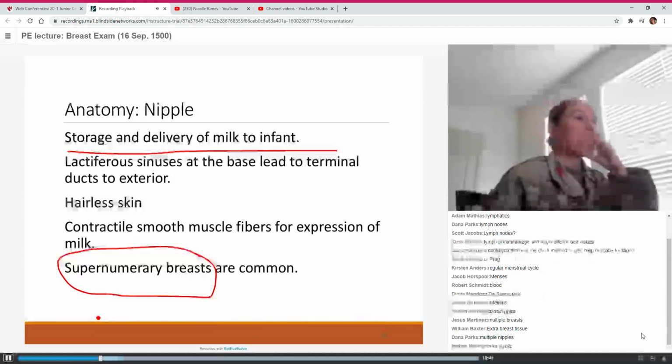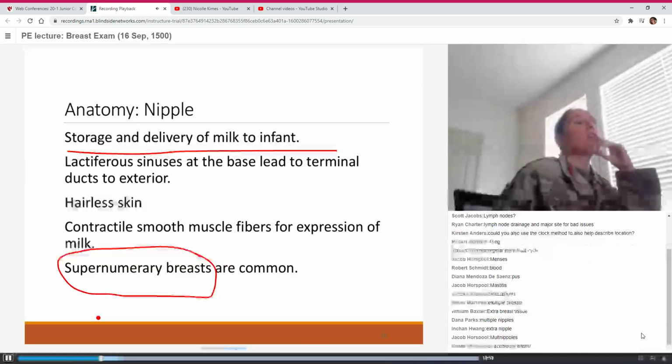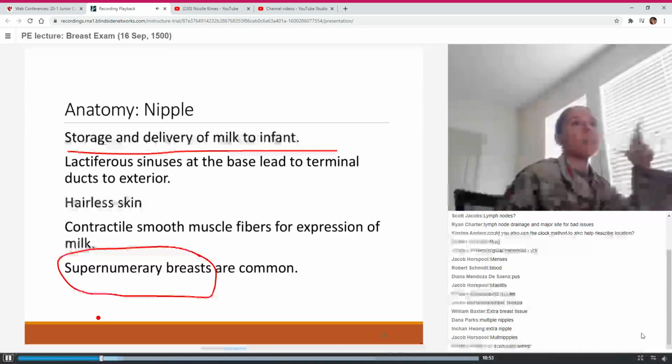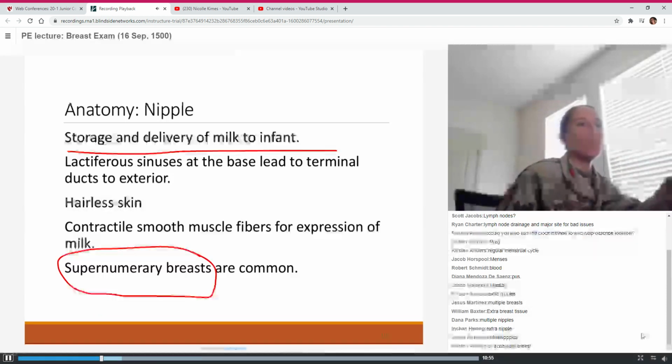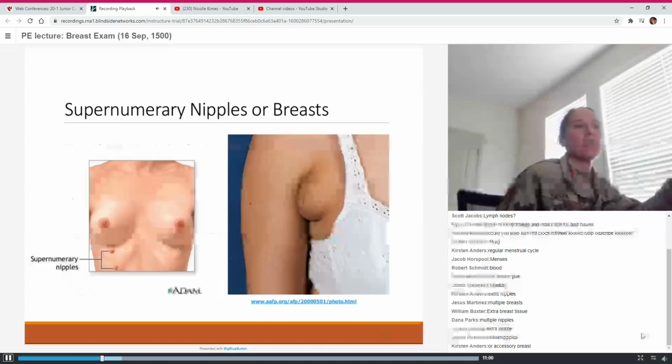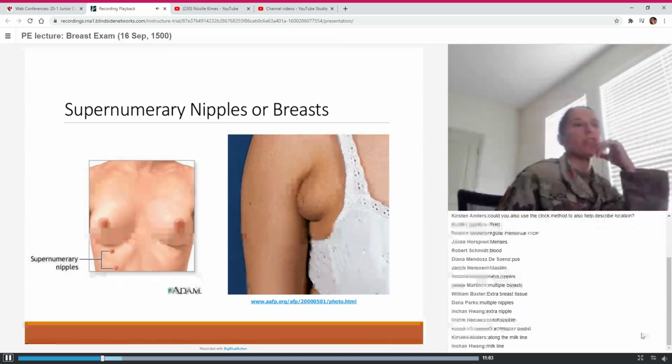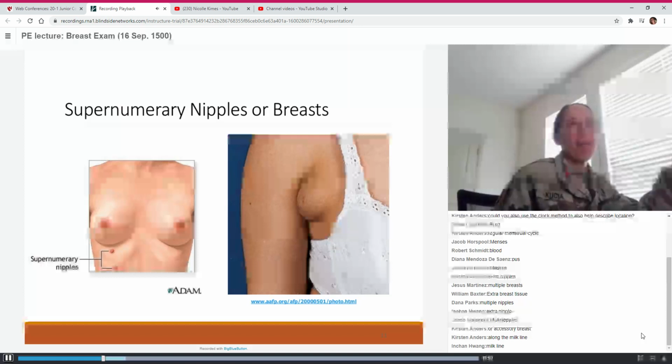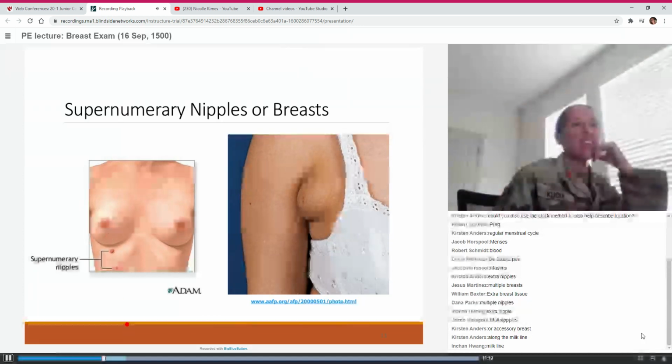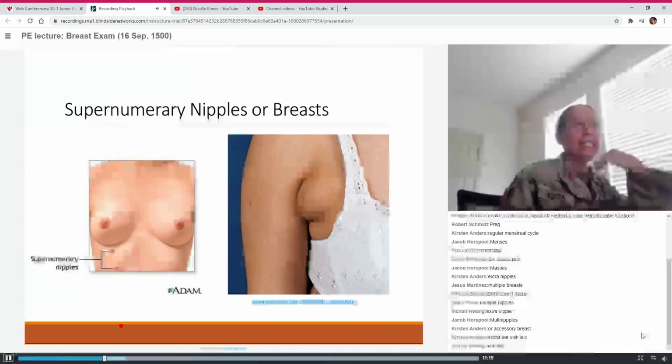Oh, extra nipples, multiple breasts. Good, you guys are thinking. It's not just an extra nipple, but it's very similar. It does have an extra nipple on many occasions, and it's an accessory breast. So, along the milk line, everybody forever is going to remember that phrase, right? This is the milk line, it's what it's called. Like animals who have teats, they have a milk line with all these extra nipples.